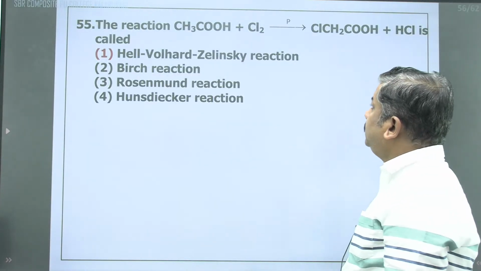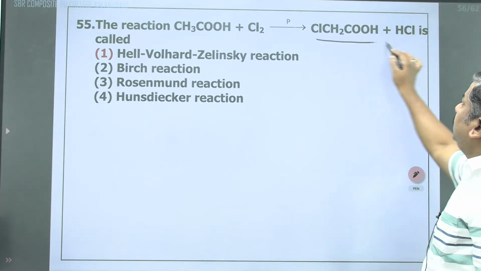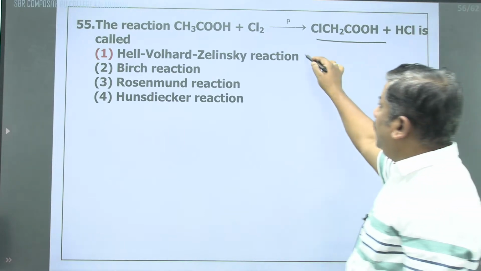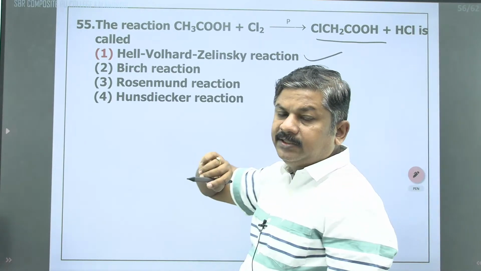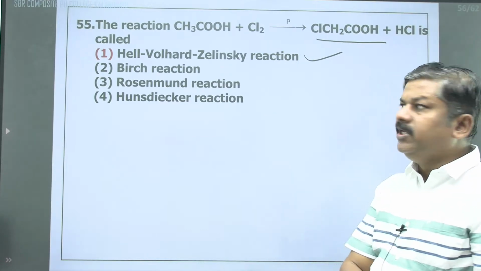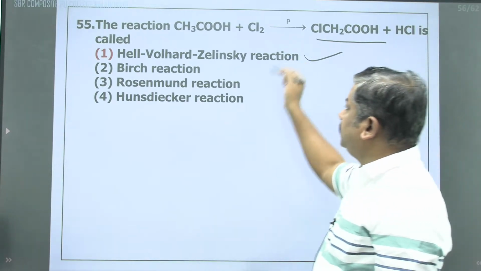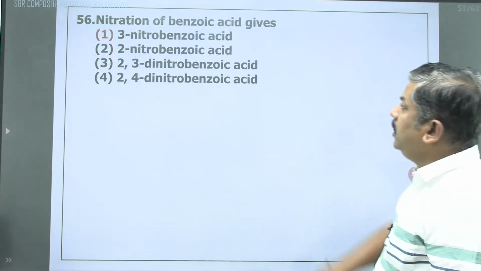The reaction CH3COOH plus Cl2 in the presence of phosphorus gives ClCH2COOH. That is an example of the Hell-Volhard-Zelinsky reaction. When alpha hydrogen atoms are replaced by a halogen atom, they form an alpha halo carboxylic acid. This is an example of the Hell-Volhard-Zelinsky reaction.